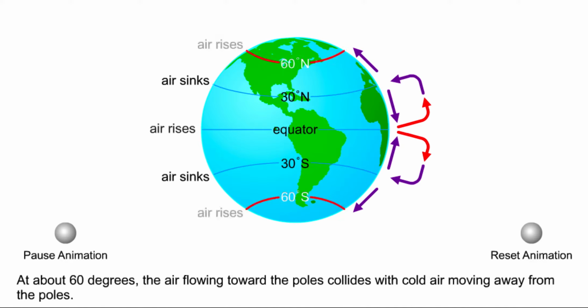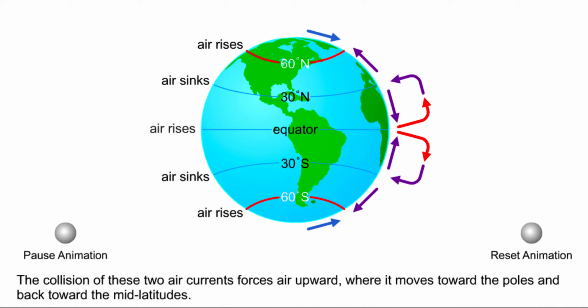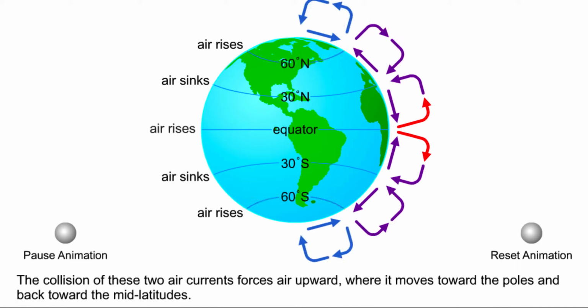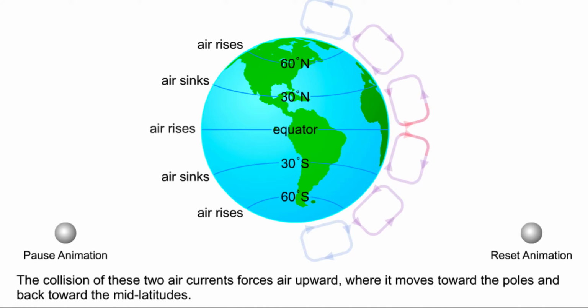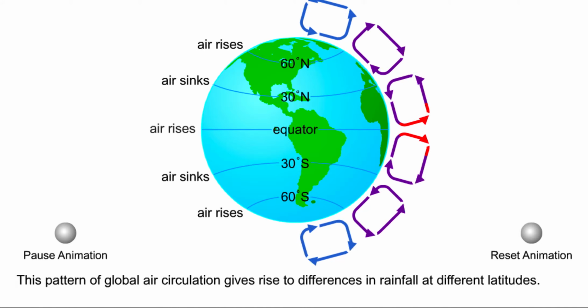At about 60 degrees, the air flowing toward the poles collides with cold air moving away from the poles. The collision of these two air currents forces air upward, where it moves toward the poles and back toward the mid-latitudes. This pattern of global air circulation gives rise to differences in rainfall at different latitudes.